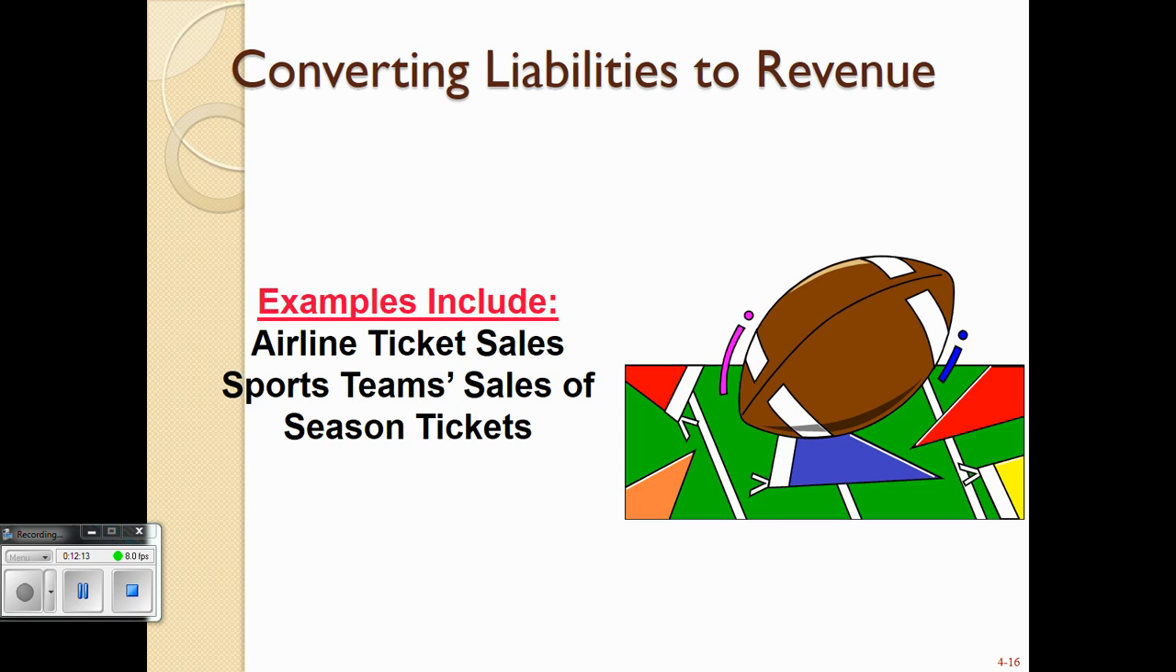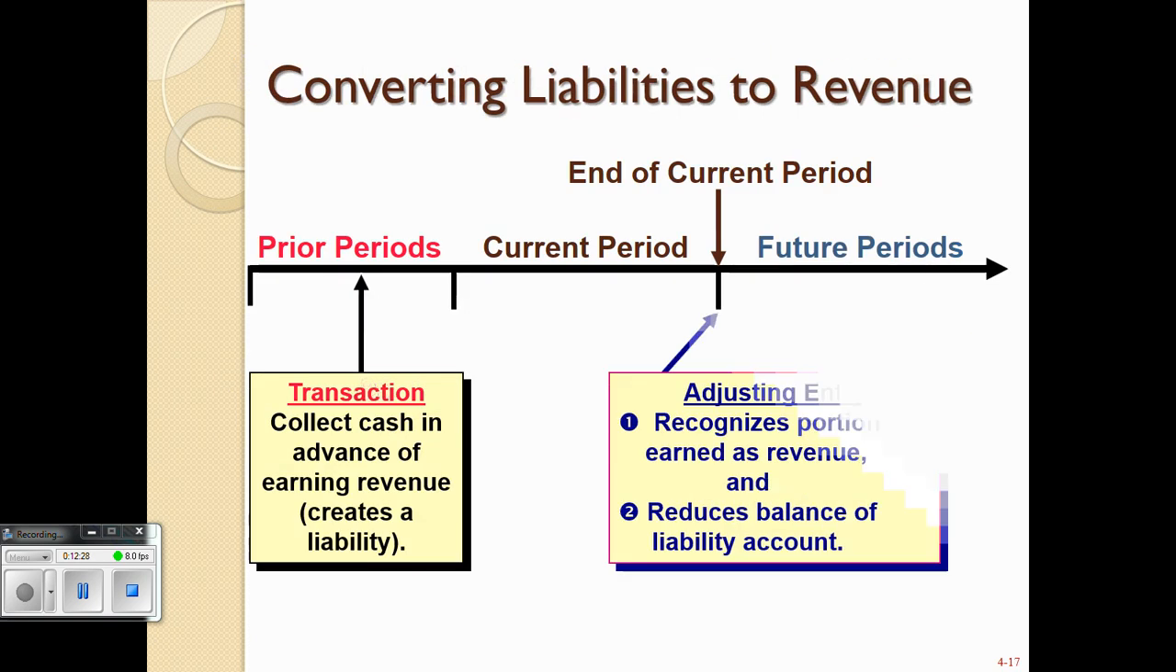Moving on to the next of our adjusting entries, what we're doing here is converting liabilities to revenue. Examples include airline tickets and sports teams' sales of season tickets. My favorite example here is Virginia Tech, just because we can relate. What happens is in February or March of the year, you go ahead and you buy your season tickets, okay? And what happens at Tech? Well, Tech collects cash in advance. They collect all the money for all the home games in advance.